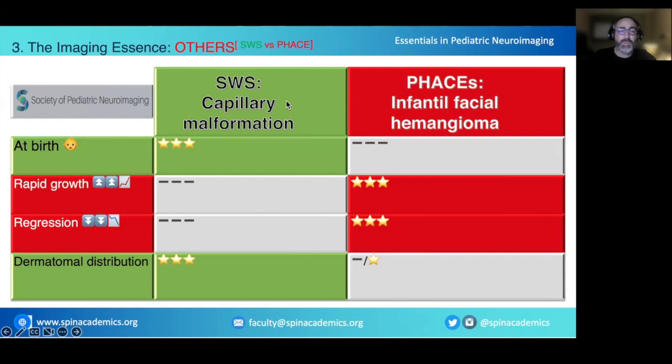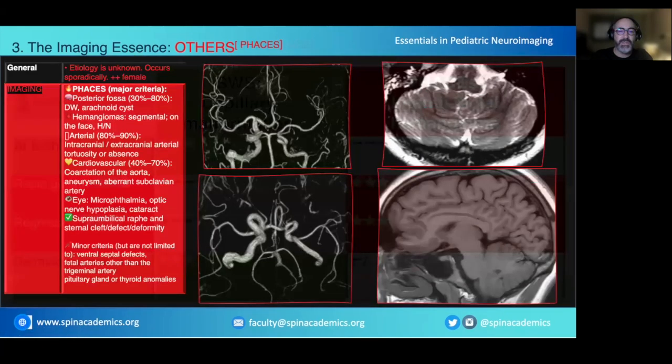So if it's present at birth, it is structural and it's a capillary malformation, and if it follows a dermatomal distribution, also the probabilities of Sturge-Weber syndrome are higher. On the other side, PHACES and infantile angiomas have a rapid growth and a rapid progression. Sturge-Weber capillary malformation doesn't change over time, and these are treated, and they are not present at birth. So if you want to add this, even if there are no neuroimaging characteristics, maybe you can add it to your diagnosis or your clinical information.